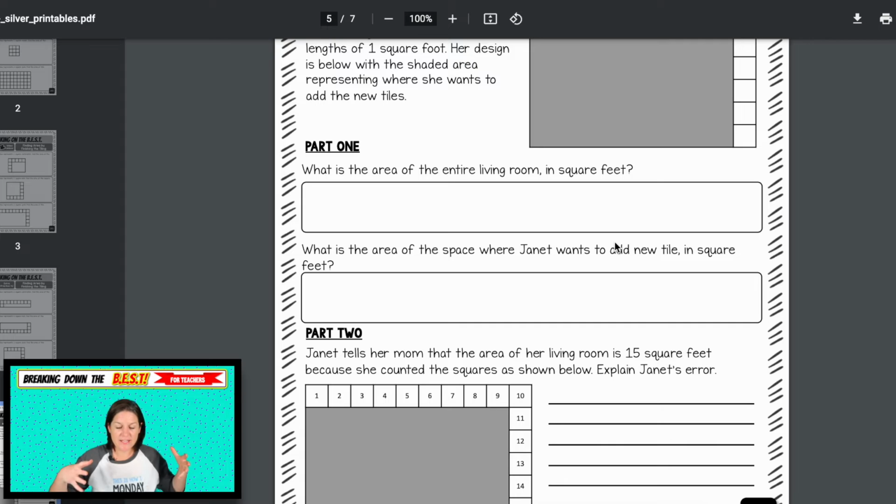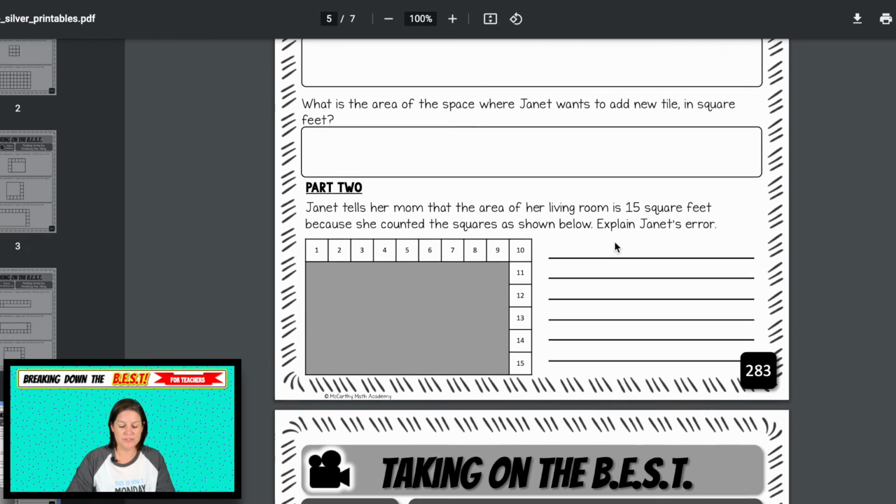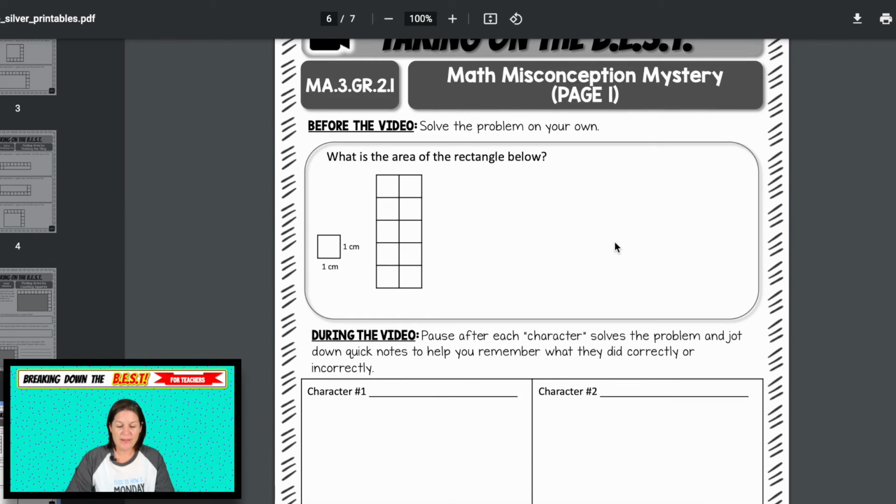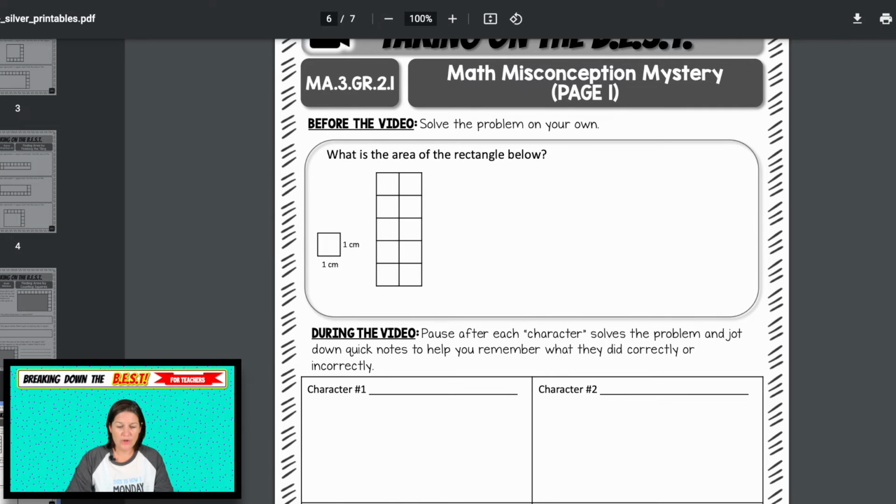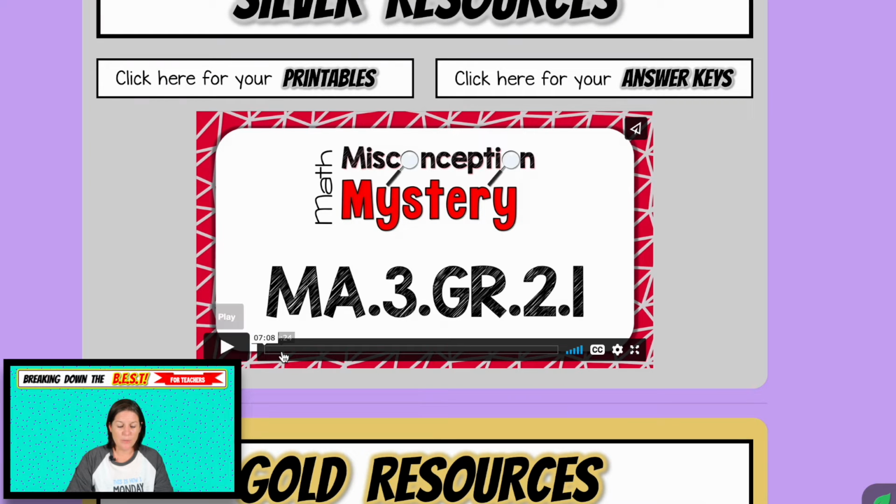So it's kind of taking everything together, the tiling, understanding of what area is, and throwing it into a more complex real-world problem for students. It's a math task. Then you have your math misconception mystery problem for the day. All you've got to do is just click play and I will walk you through the entire process.